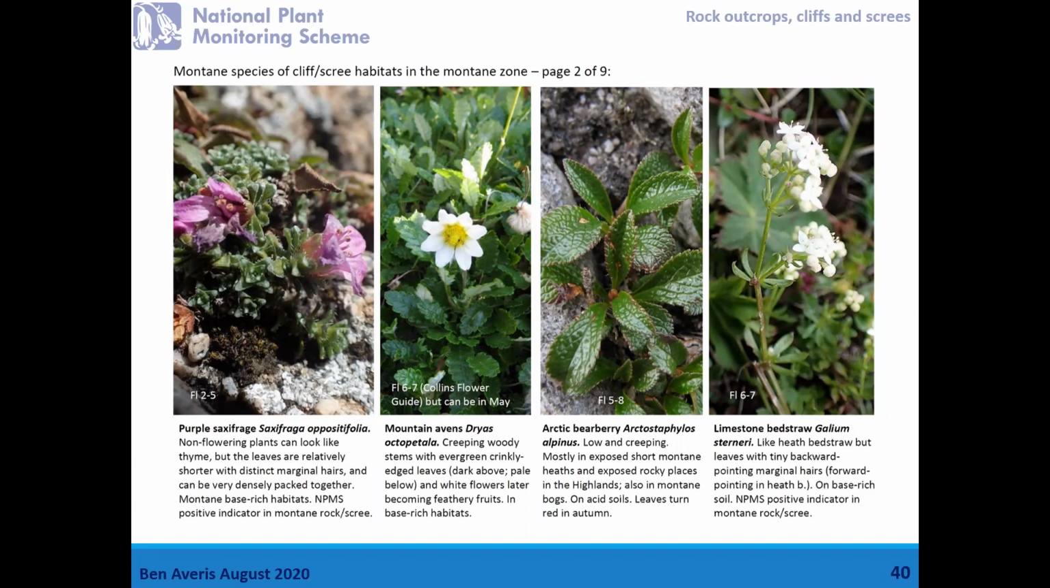So it can be a very visually distinctive feature of some montane rock habitats, mainly in very wind exposed places. And on the right, the limestone bedstraw, it looks like heath bedstraw, but if you looked at the leaves through a hand lens, you'd see that on some of them you find short little hairs that point backwards, whereas in the heath bedstraw they point forwards.